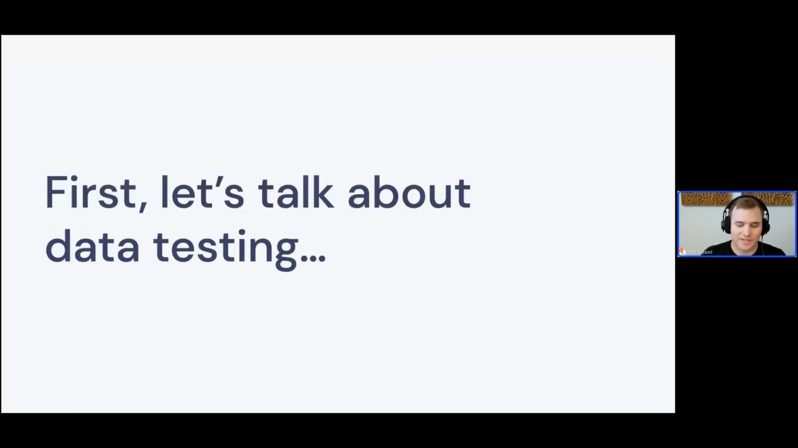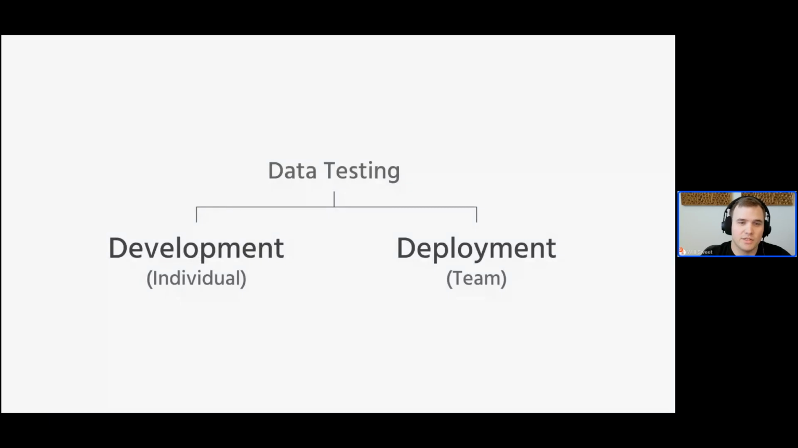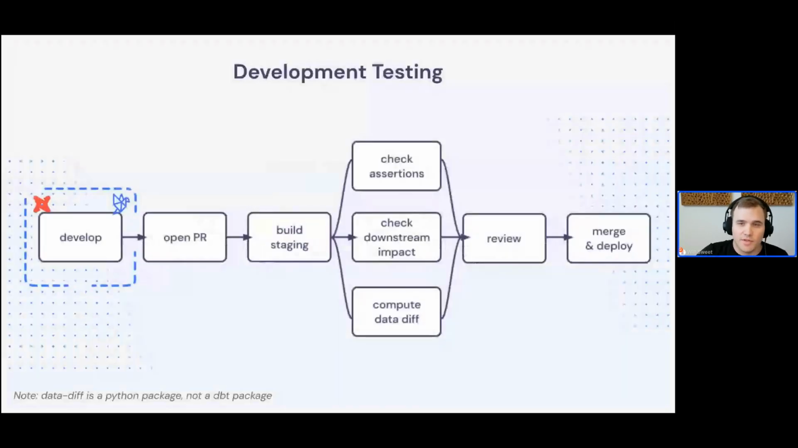First, let's talk about data testing. So we kind of see data testing break into two parts. There's the development part of data testing, which is really focused on the individual, and the deployment part of testing, which is focused on the team. Development happens kind of far left in this process when you're actively working on models. And development tests are the test and validation steps that you take to inform that work to basically see if you're doing the right things as you go along.